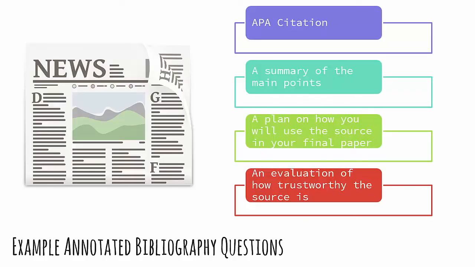So, again, an annotated bibliography will ask you to do things like summarize the main points of your article, offer a plan on how you will use the source or article in your final paper, and then give an evaluation of how trustworthy your source is. The whole idea is to make sure that you are using the best articles and research in order to write the highest quality research paper possible.